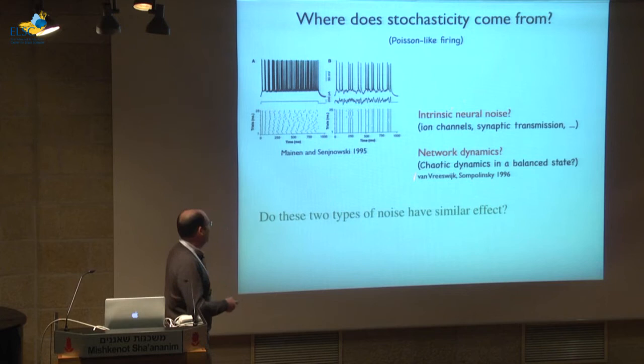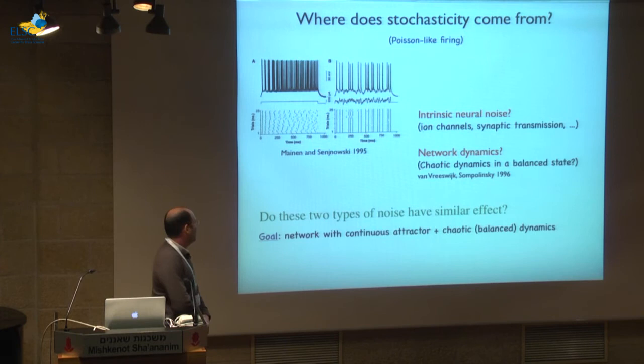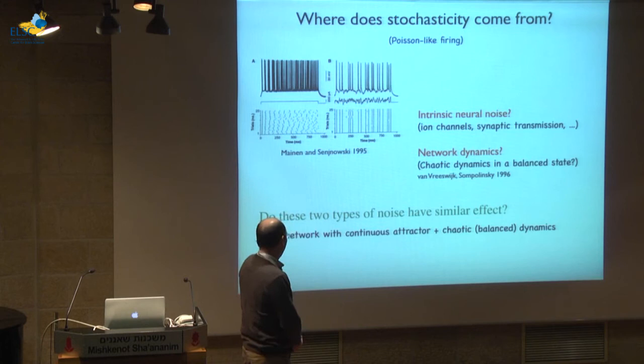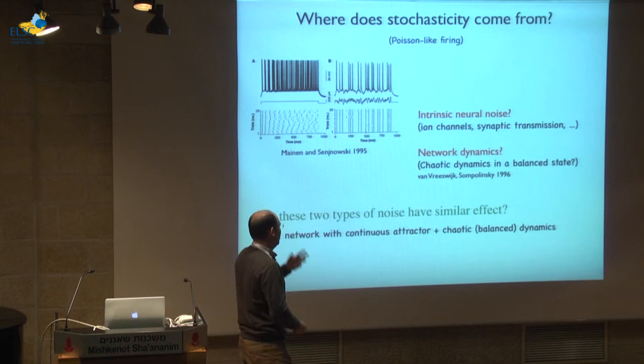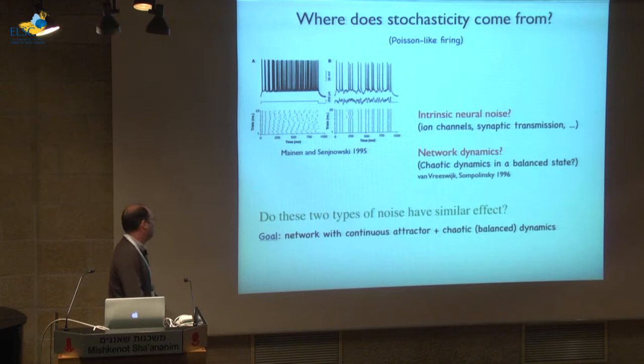What we want to do in order to address this question is to construct networks that have two properties. One is that they have a continuous attractor, and the other is that they have chaotic balanced dynamics where the single neurons look Poisson. There's probably more than one way to do this, but I'll tell you about one approach that we've been looking at so far. Our philosophy is to look first at the most simple network that we can construct. This is a work in progress, but I'll share with you what we've learned so far.